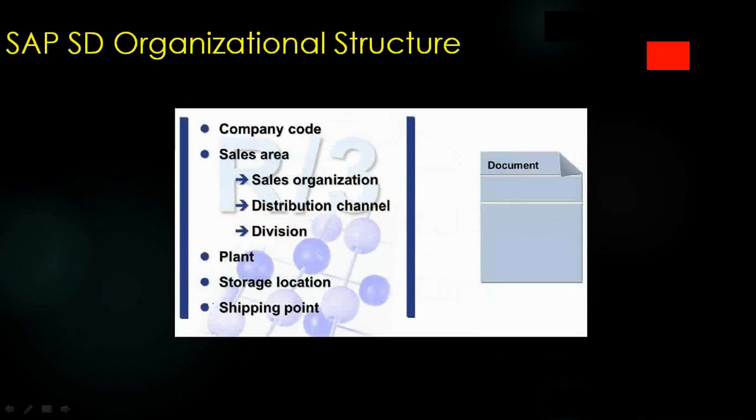In the same way, this is our SD structure. So in sales and distribution, on the top we have a company code, and then we have a sales area. Sales area is a combination of sales organization, distribution channel, and division. So all three will become a sales area. Then we have a plant, then we have a storage location, then we have a shipping point.